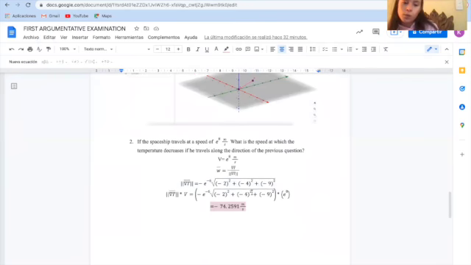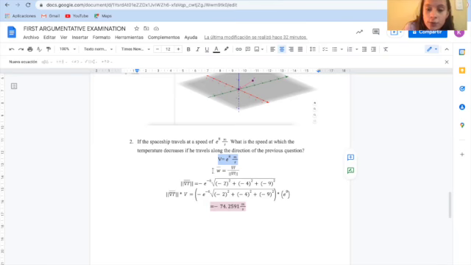And then we will go to number 2, that is: if the spaceship travels at the speed of e to the power of 8, what is the speed at which the temperature decreases if it travels along the direction of the previous question? They've given us the speed, and they tell us that we have to use the direction of the previous question, that is the gradient.